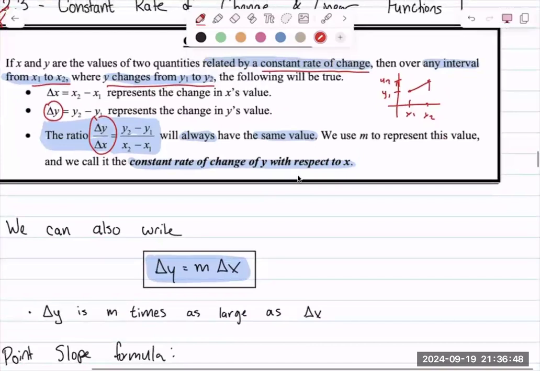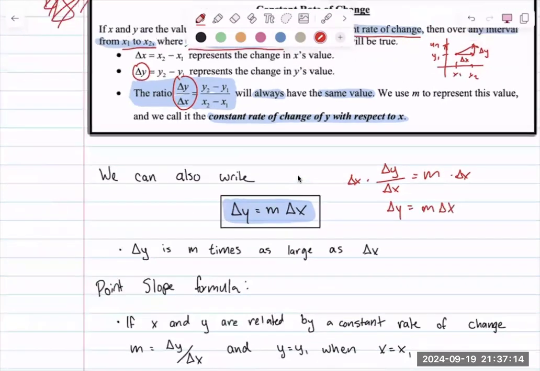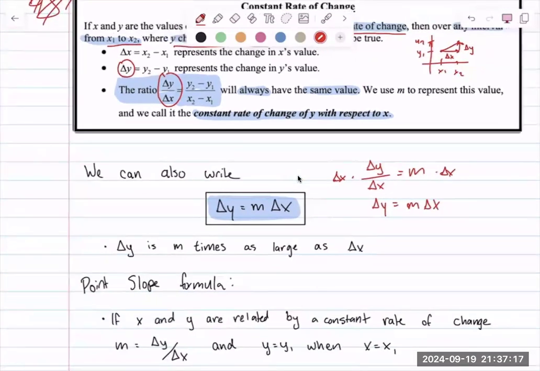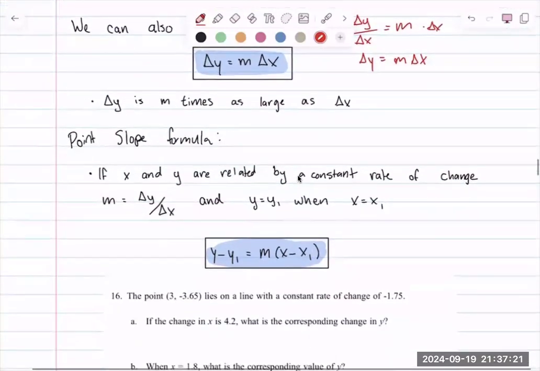So here's our delta x. Let's draw that first. Here is our delta y. What we're saying is delta y over delta x is always a constant, or in other words, delta y is always m times as large as delta x. So we can multiply both sides by delta x to get delta y equals m delta x. And so our change in y is always m times as large as our change in x. These are equivalent. Real quick, I want to go over the point slope formula.